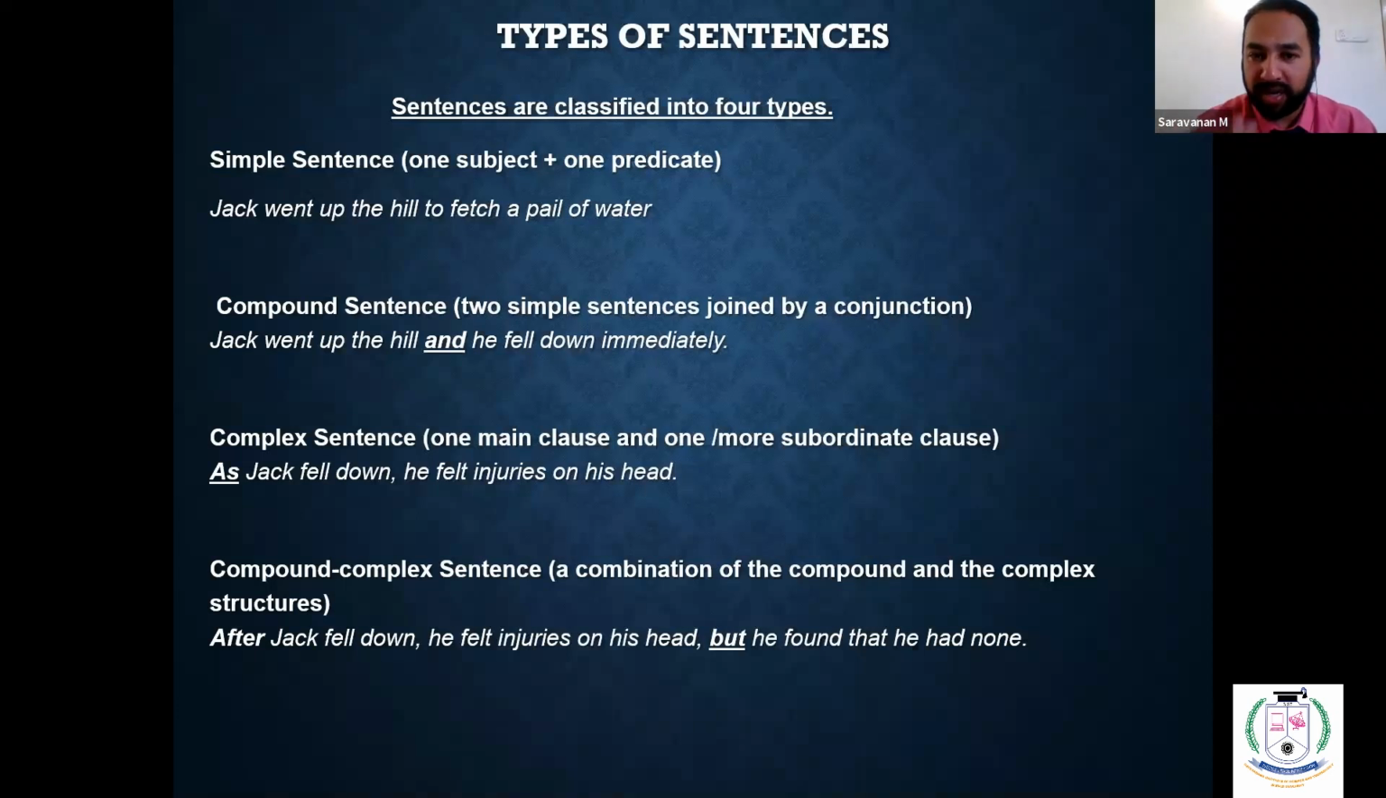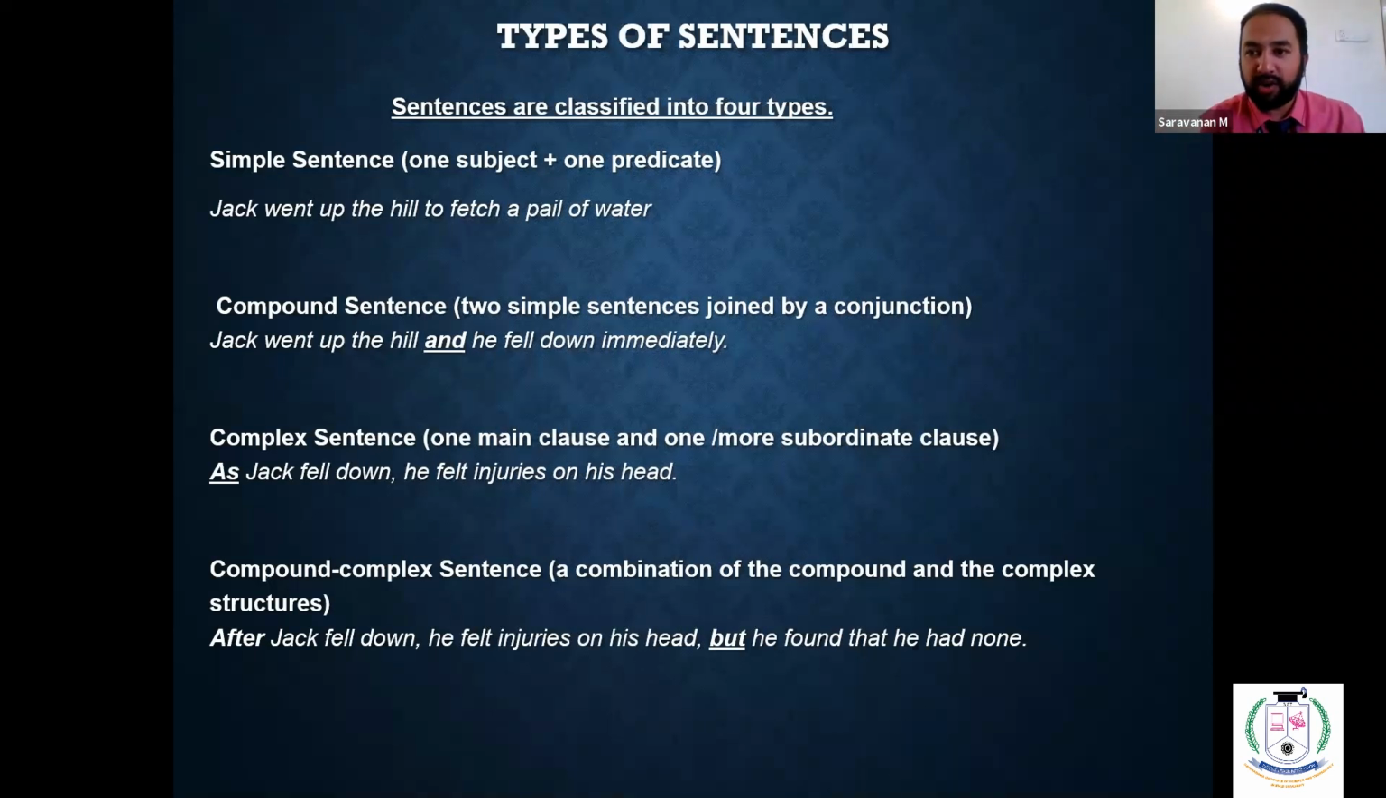Next is the compound sentence. A compound sentence is nothing but two sentences joined by a conjunction. That is and, but, because, or. These are common conjunctions. Example, Jack went up the hill and he fell down immediately. So these are two different sentences. In the simple sentence, you couldn't break the sentence because there is one single sentence. But over here, you have two sentences made into one with the help of a conjunction.